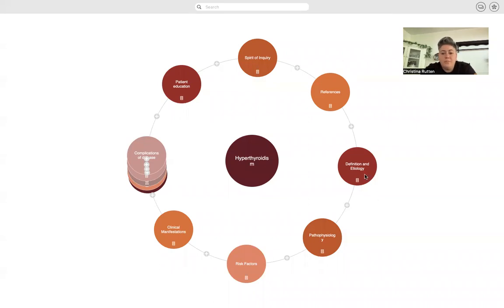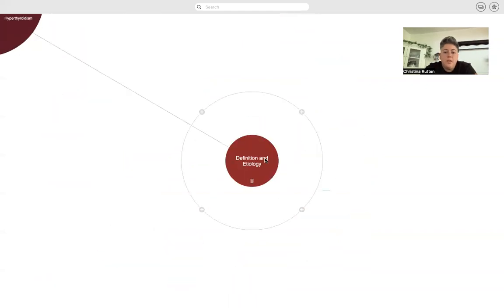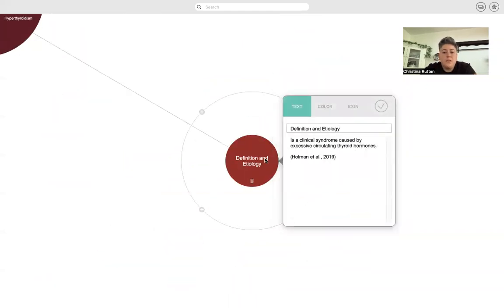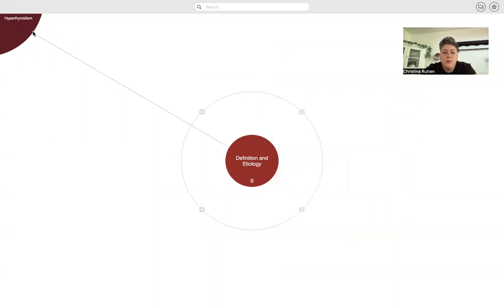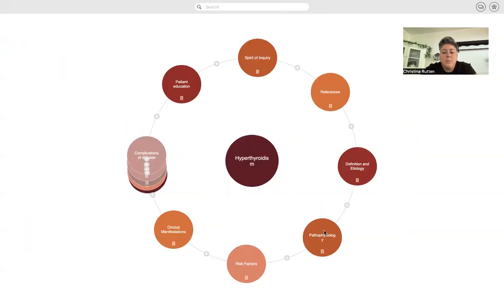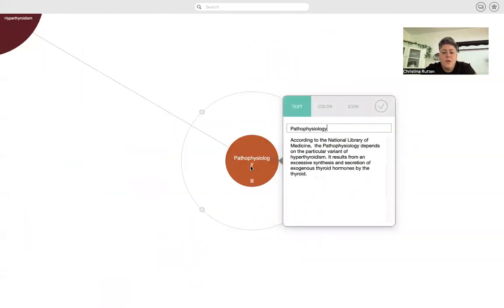Definition and etiology. Hyperthyroidism is a clinical syndrome caused by excessive circulating thyroid hormones. The pathophysiology: according to the National Library of Medicine, the pathophysiology depends on the particular variant of hyperthyroidism. It results from an excessive synthesis and secretion of thyroid hormones by the thyroid.